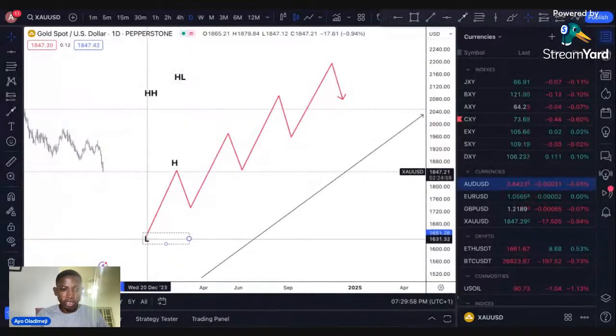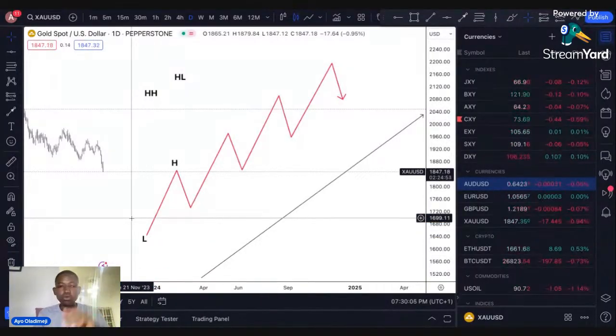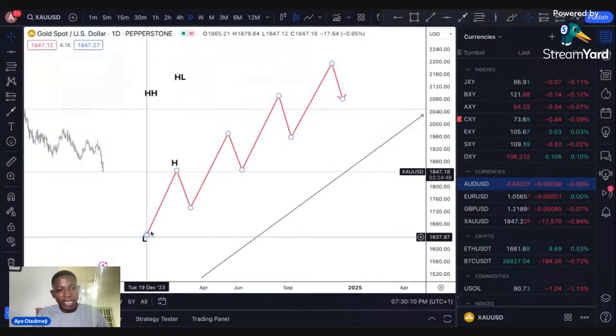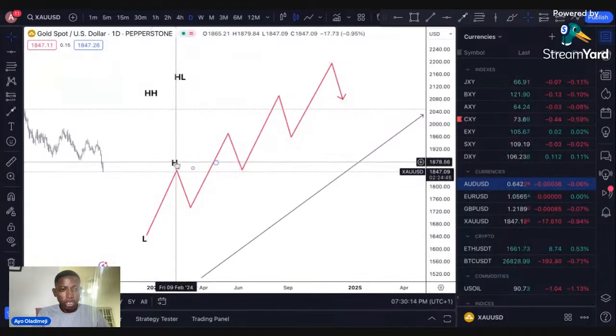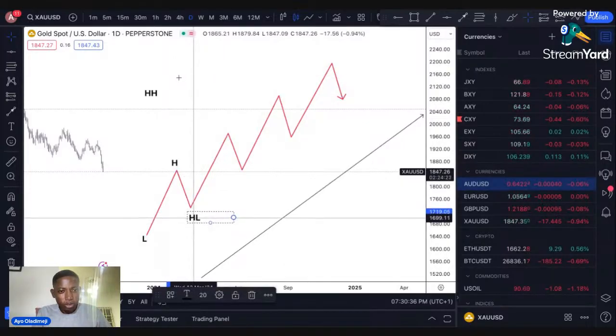So an uptrend starts with a low. You see a low, and then you will see a buy impulse, or a bullish impulse, that creates a high. Now, a correction will happen from that high, and then when you have the next impulse, it's going to create what you call a higher low.